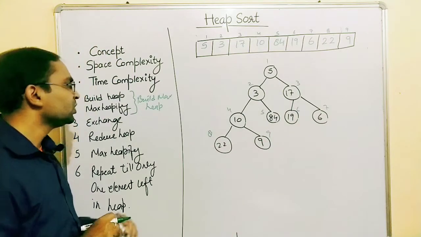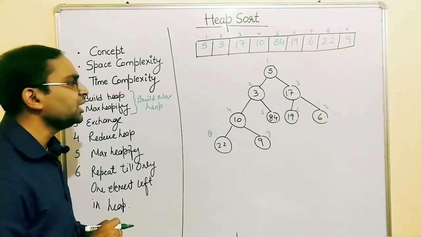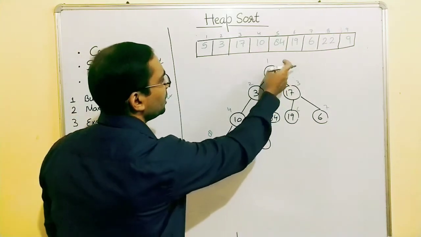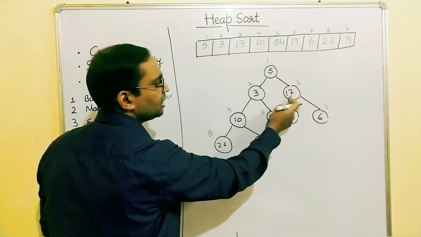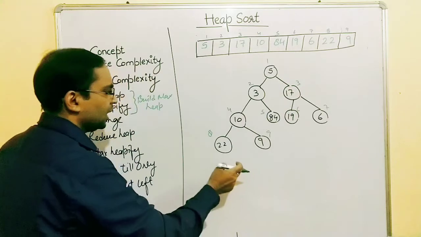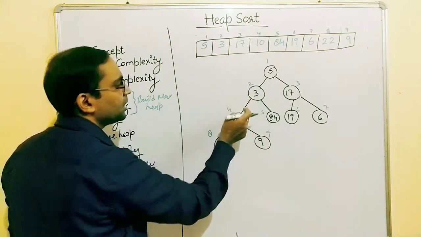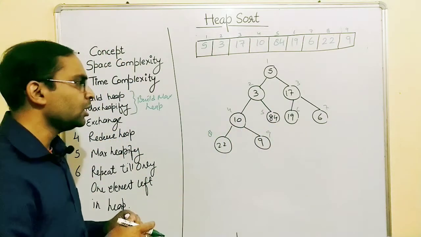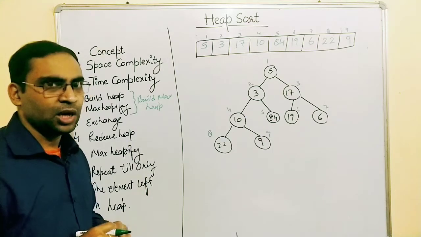So we'll check whether this is a max heap or not. We can see that this is not a max heap because even in this subtree, the parent 5 is smaller than 17. This is the violation. And you can see that here in this subtree, 3 is the parent, and it is smaller than 84. So these are violations of the max heap. So we'll convert this into a max heap. How can we convert this?